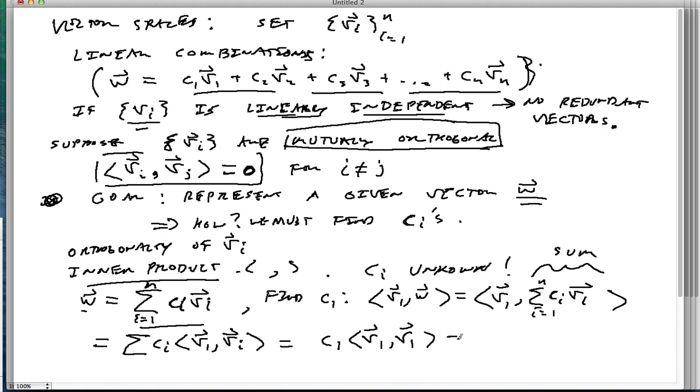So remember that W is given to us, and we know what v1 is, so that means that c1 is going to be equal to the inner product of v1 with W divided by the inner product of v1 with itself.